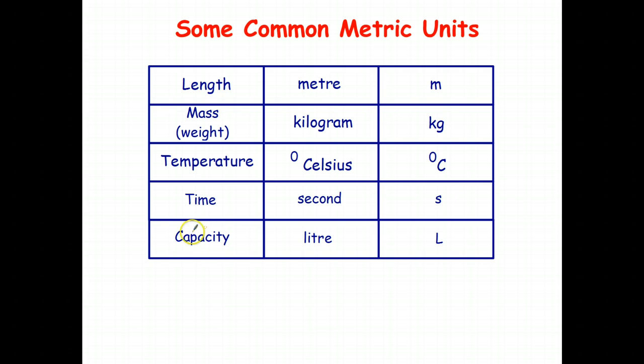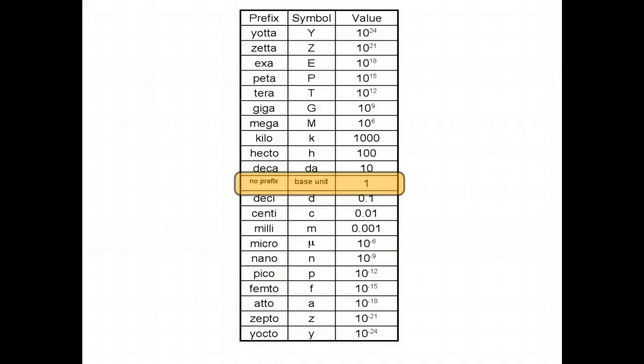And finally, this actually isn't a proper unit in the metric system, but we use it a fair bit. So the unit for capacity is the liter, and for that we use an uppercase L, not a lowercase l, because lowercase l looks too much like a 1. Okay, let's move on from that.